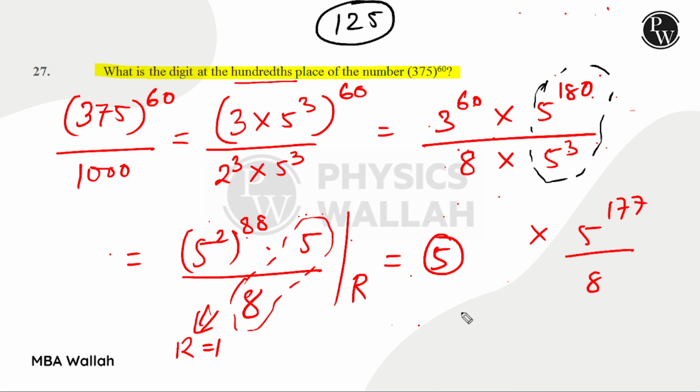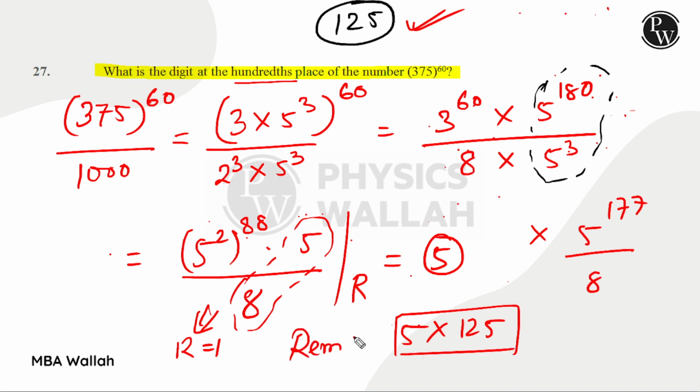Now, is this the final remainder? Obviously not. I have told you in the very beginning that the 125 that we eliminated from the first part of this equation will have to be multiplied back. So 5 into 125, ultimately the final remainder to this question will be 625. Okay, but this is not the answer.